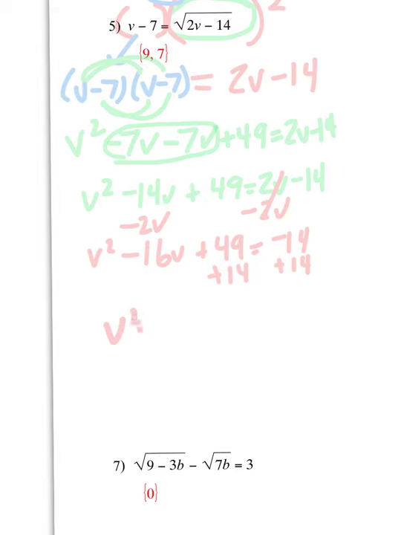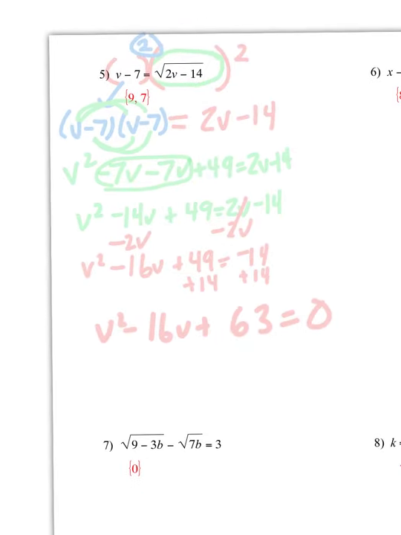Alright, v squared minus 16v plus, now I have to add the 49 and the 14 together. Alright, 49 plus 14 would be 63. At this point, I've got v squared minus 16v plus 63. There's a lot more work on this problem than the previous one. At this point, you're going to have to factor to get your 2 solutions. What variable times itself will give you v squared? That'll be v times v.